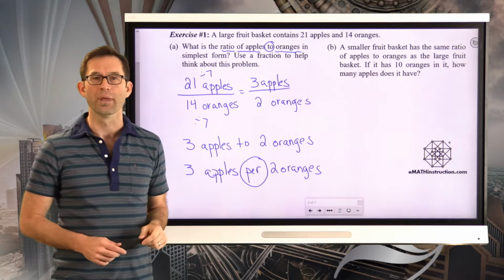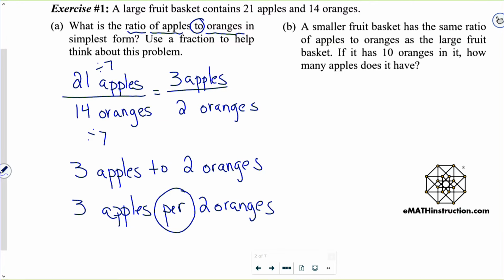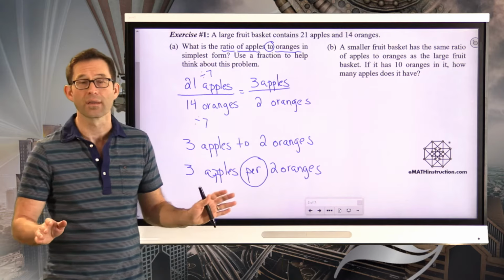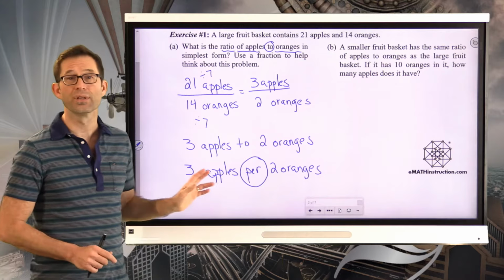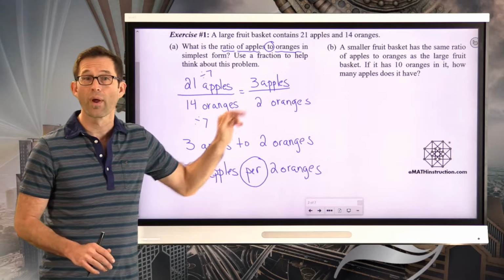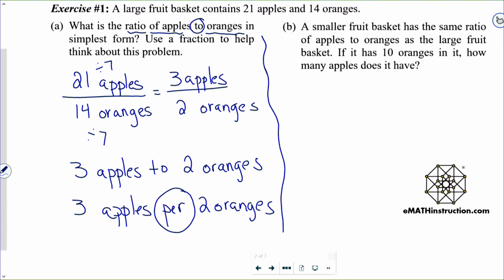Now let's take a look at letter B. A smaller fruit basket has the same ratio of apples to oranges as the large fruit basket. If it has 10 oranges in it, how many apples does it have? Fantastic. Now, I'm going to use this simplest ratio, and I'm going to write it in fraction form. So I've got 3 apples to 2 oranges. Now, I'm going to have an equivalent ratio over here.